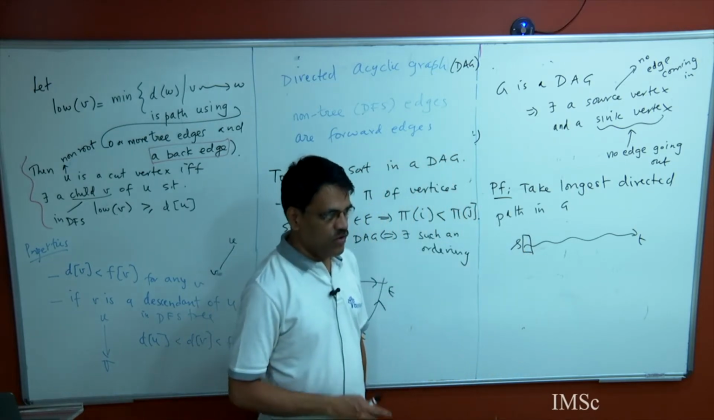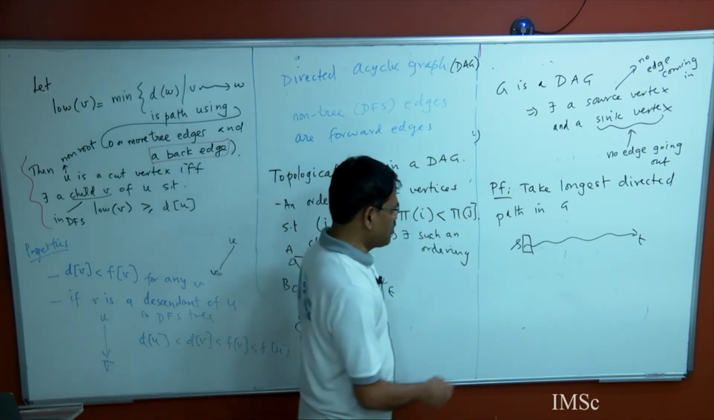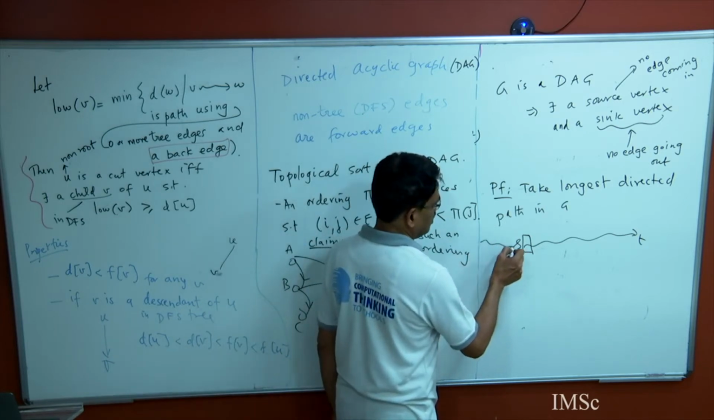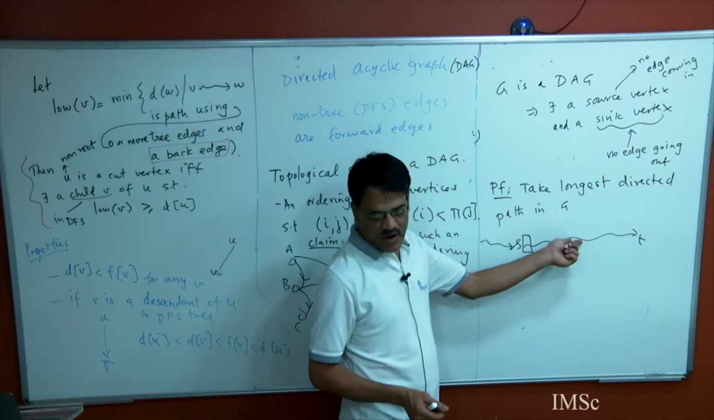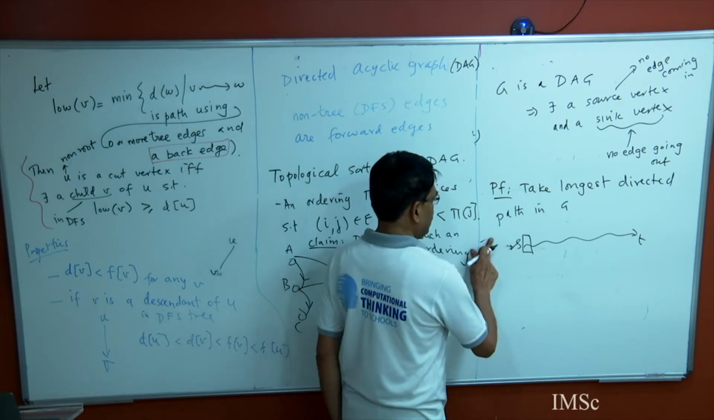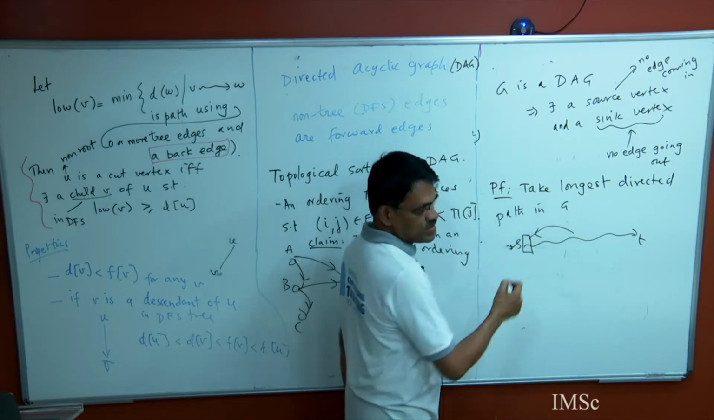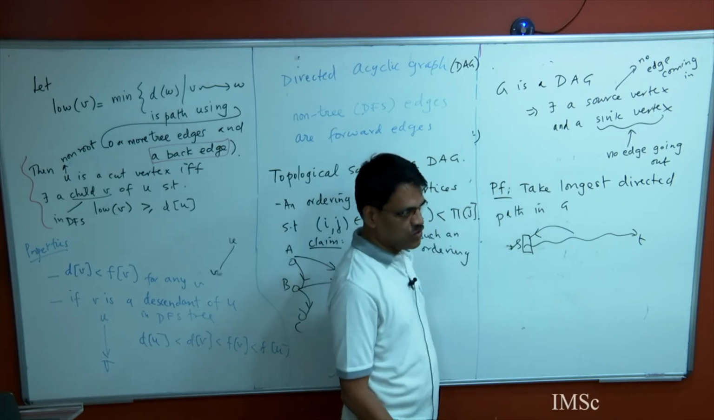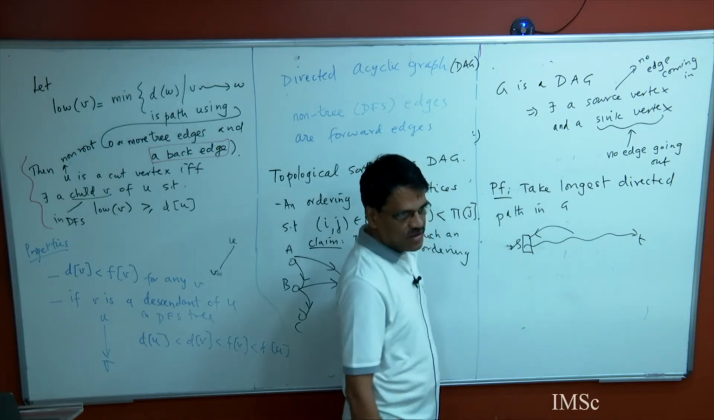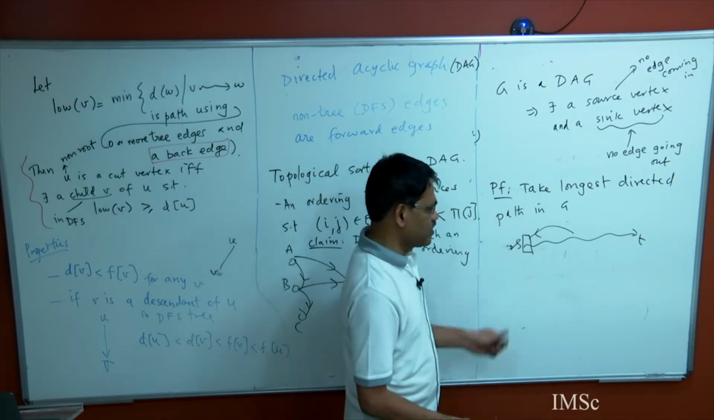And I claim that there cannot be any edge coming into S. Why? Where will it come from? If it comes from some other vertex, it contradicts the fact that this is the longest path. If it is coming from somewhere else here, what you get is a cycle, since we assume there is no cycle. Same reason, that guy must be a sink vertex because you can't extend it.